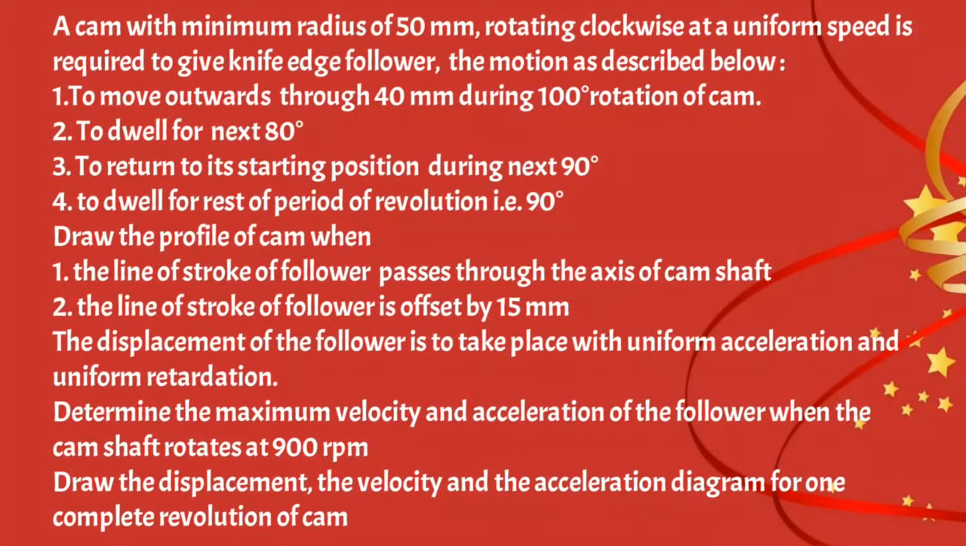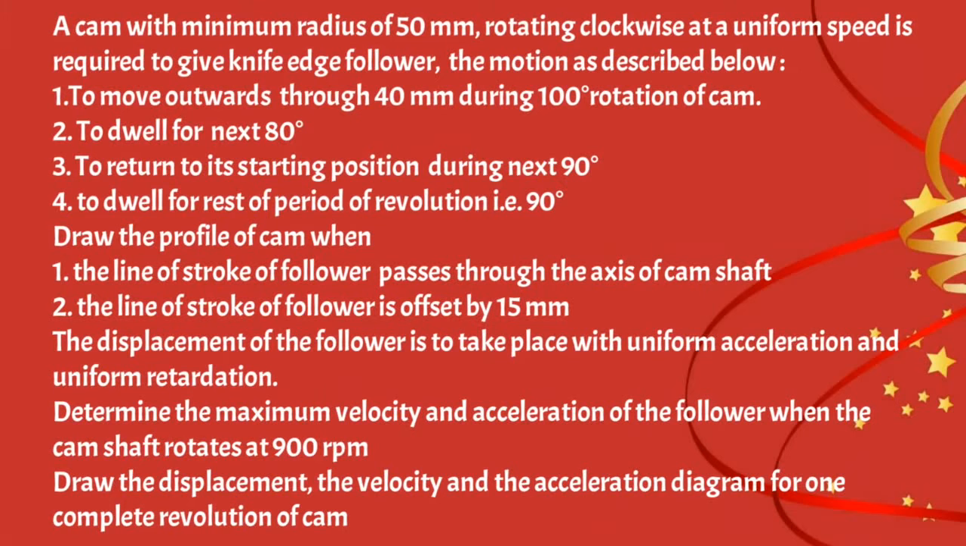A cam with a minimum radius of 50 mm rotating clockwise at uniform speed is required to give a knife edge follower the motion as described below. To move outwards through 40 mm during 100-degree rotation of the cam. To dwell for the next 80 degree. To return to its starting position during next 90 degree and to dwell for the rest period of revolution, that is 90 degree. Draw the profile of cam.